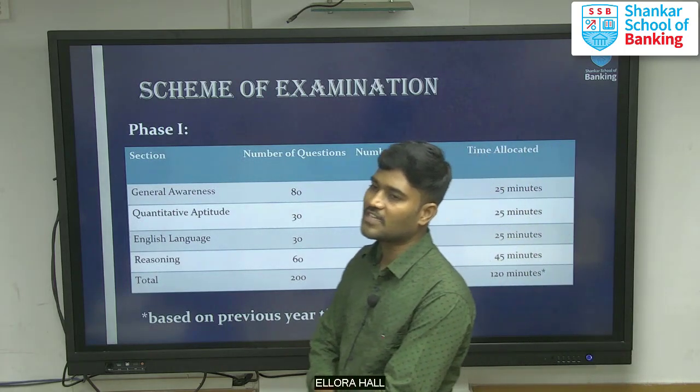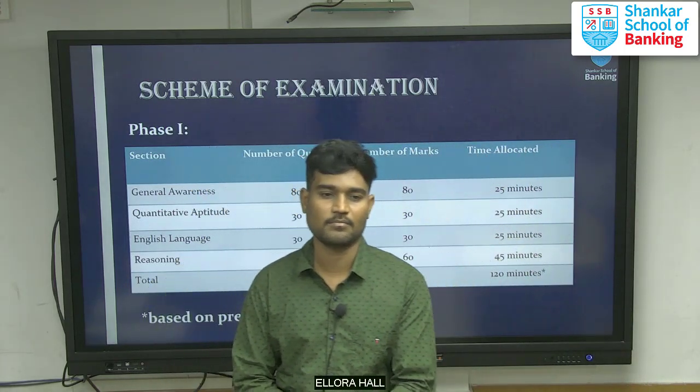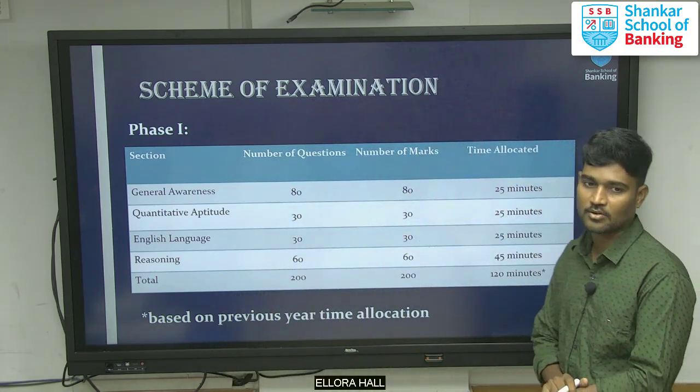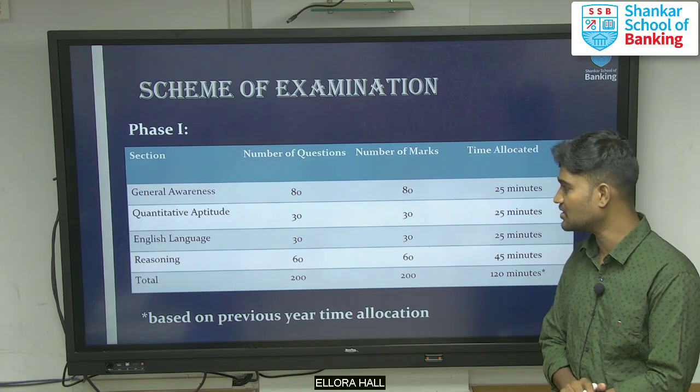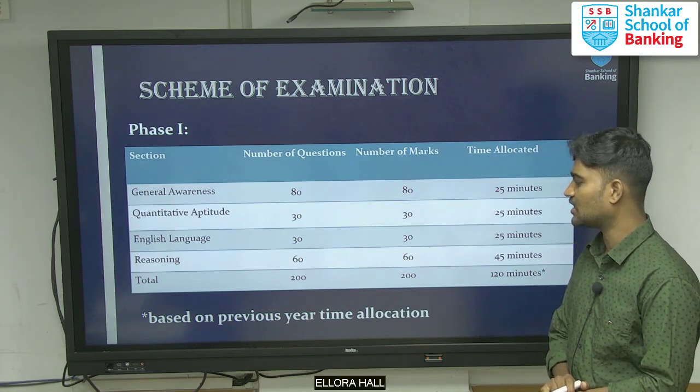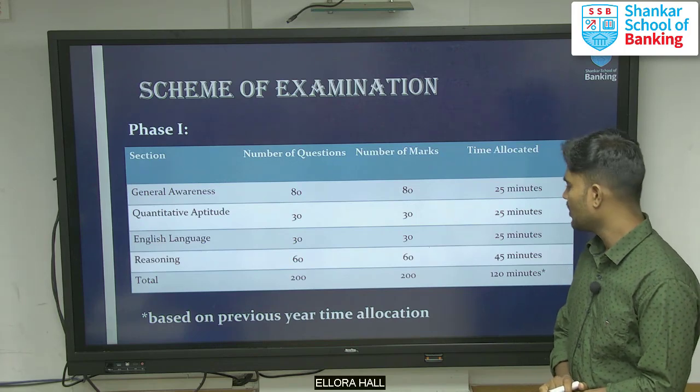So this is nothing but the phase one examination paper. The first one is general awareness, around 80 questions. They're asking 80 questions. Quantitative aptitude, 30 questions. English language, 30. Reasoning, 60. Total 200 questions.